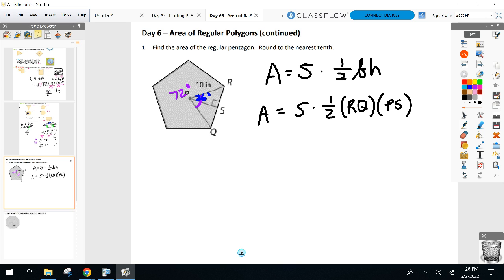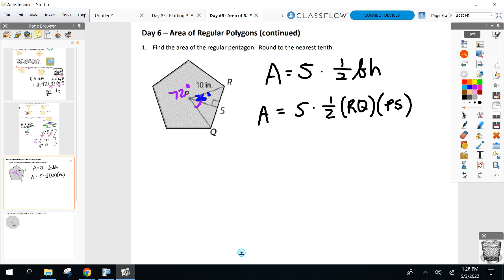Do we have anything I've shown you this year that could find RS or RQ here? Do we have anything? It is still a right triangle. What's up, Serena? Sine, cosine, tangent. Always works in a right triangle, no matter what the degree measure is. Good work.